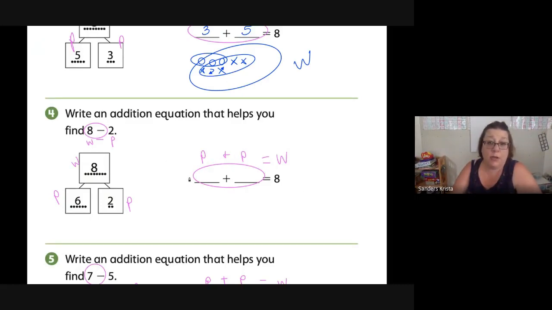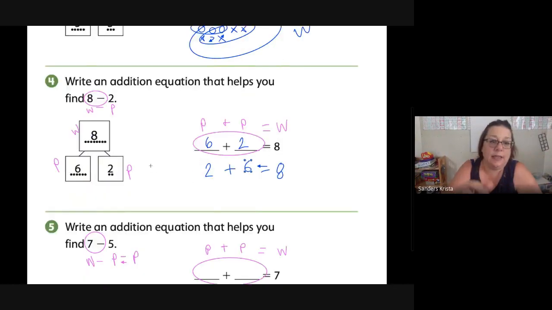There's my whole. It's 8. It's already filled in. I could do 6 plus 2 equals 8, or 2 plus 6 equals 8. That is not a good 6.